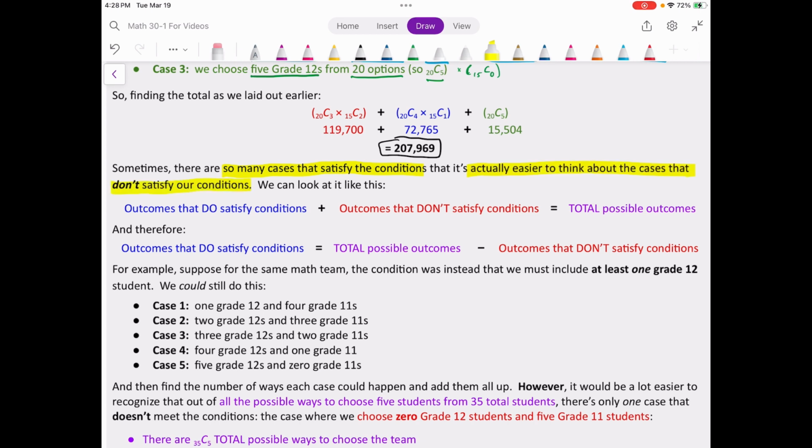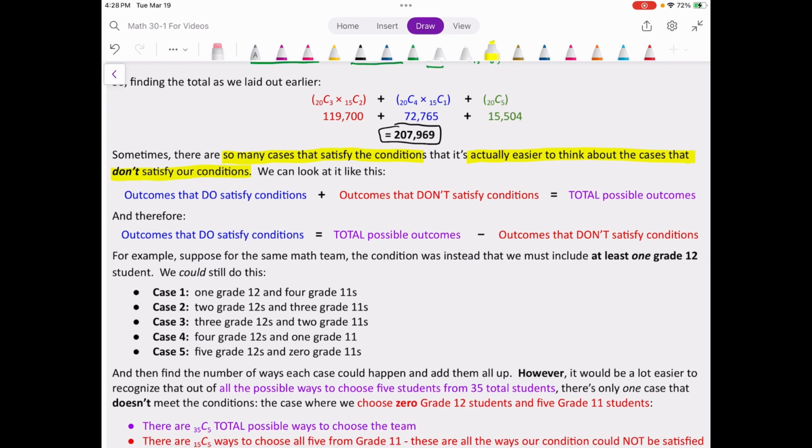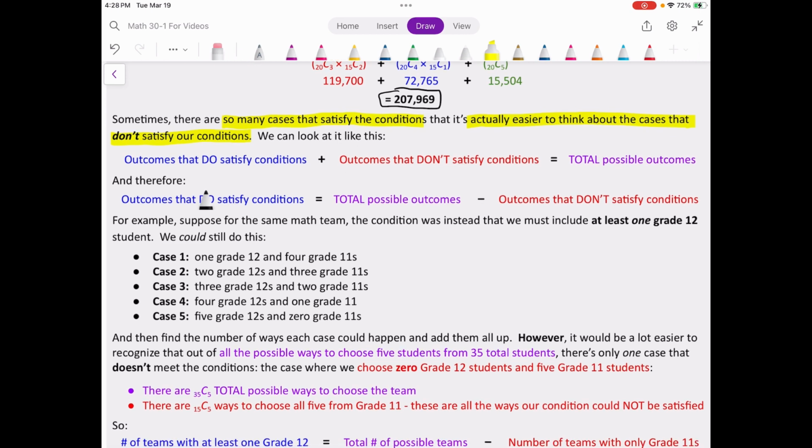And again, this is similar to what we talked about in the previous lesson, where sometimes it's easier to figure out how many of the arrangements don't meet our conditions and then subtract it from the total number of different arrangements to be left with the ones that do satisfy, right? Again, if we take all of the outcomes that satisfy our conditions and add all the outcomes that don't satisfy our conditions, we should get all of the possible outcomes, right? There's no outcome that could fit into both of these categories. Either it does satisfy the conditions or it doesn't.